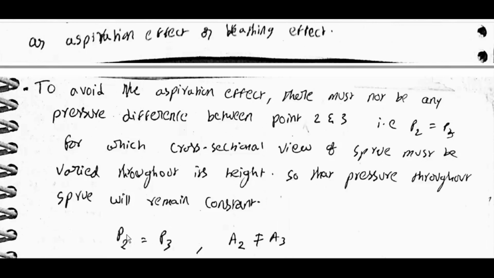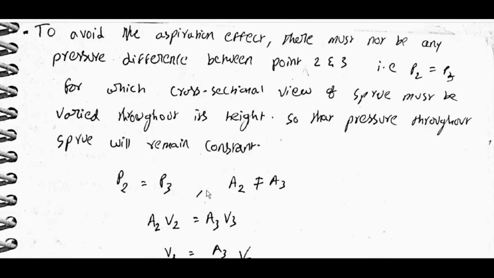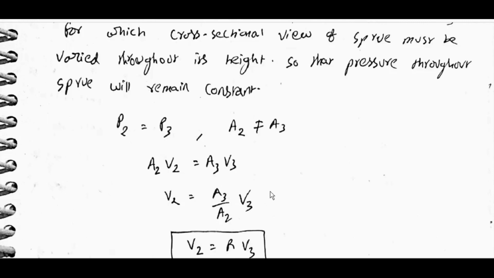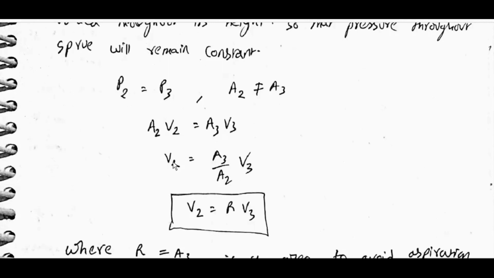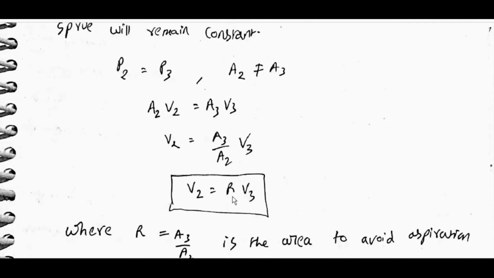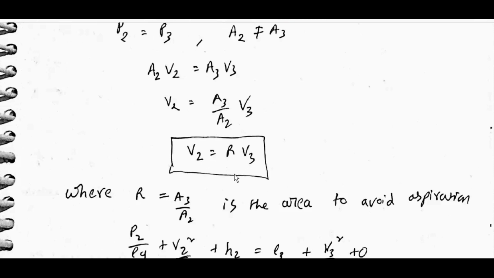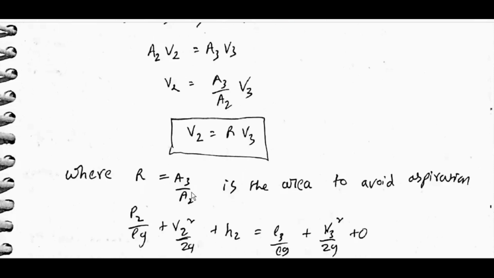To avoid the aspiration effect, there must not be any pressure difference between points 2 and 3, that is P2 is equal to P3, for which the cross-sectional area of the sprue must be varied throughout its height so that the pressure throughout the sprue will remain constant. P2 is equal to P3, A2 not equal to A3. A2 V2 is equal to A3 V3, V2 is equal to A3 by A2 into V3, V2 is equal to R V3, where R is equal to A3 by A2, to avoid air aspiration.